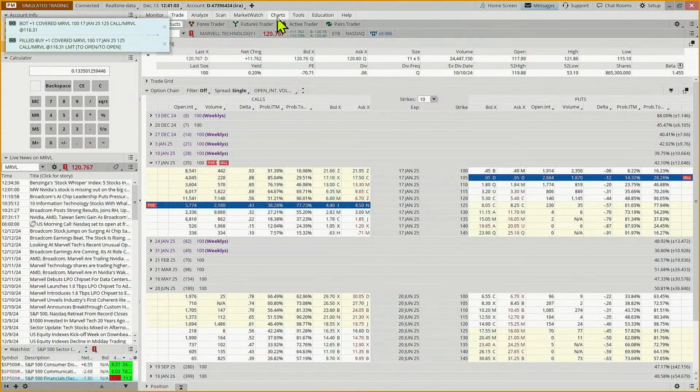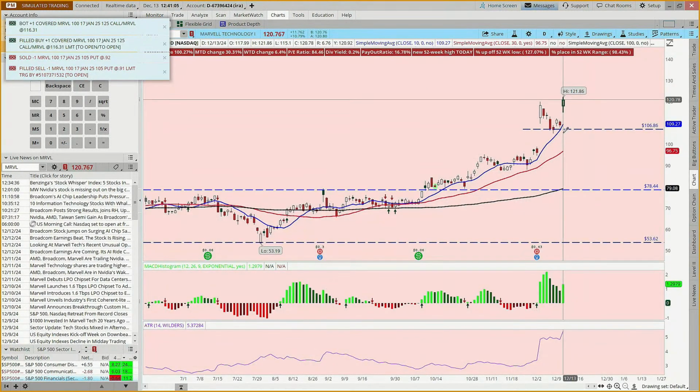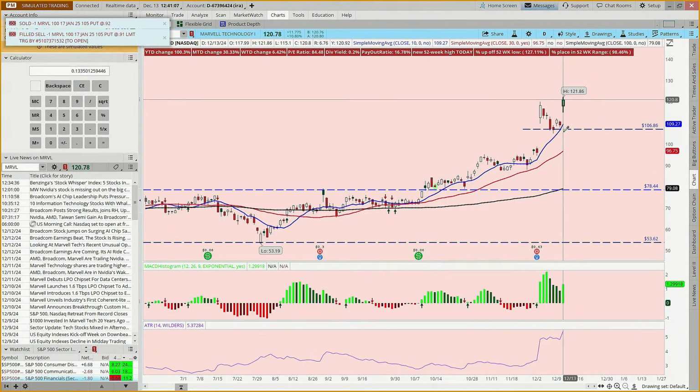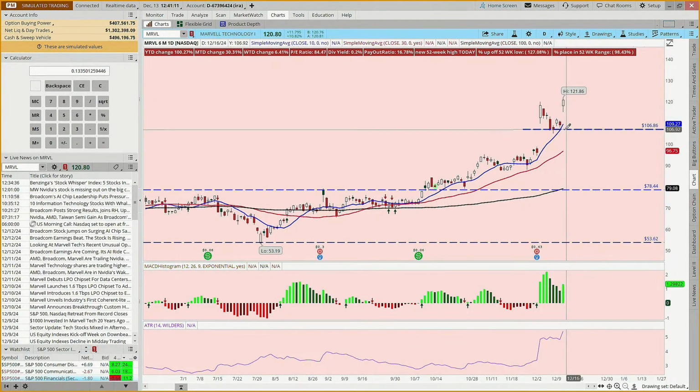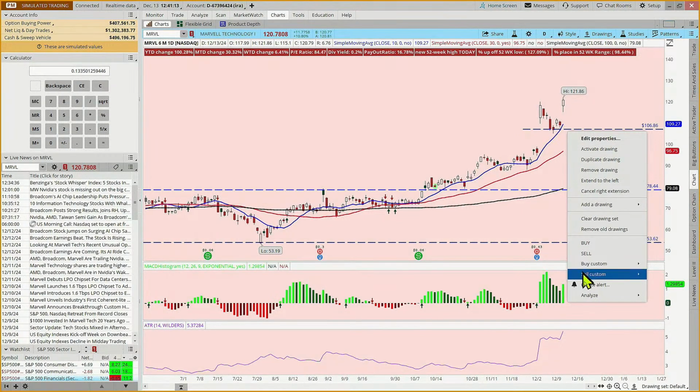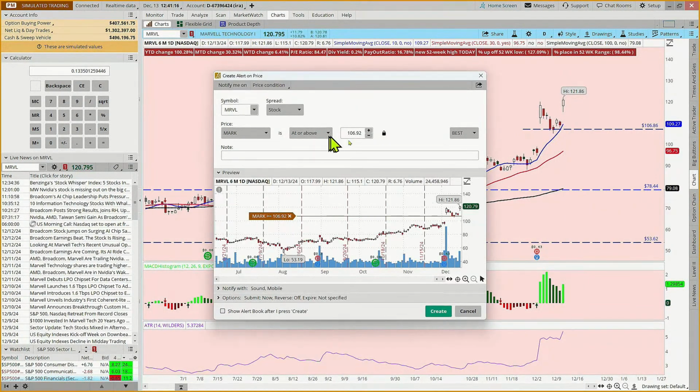And then we're going to come back and put in an alert, and we're going to say, why did I sell the Marvel? Oh, because I was selling the call. If this goes below that 106, we want to manage our covered strangle.